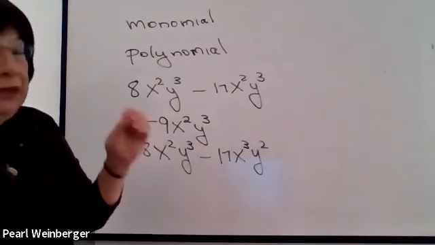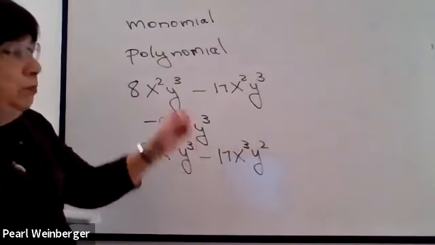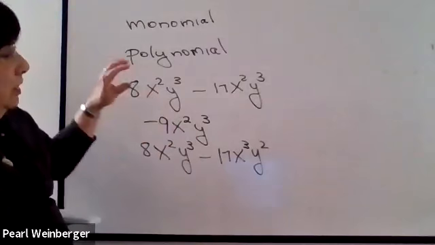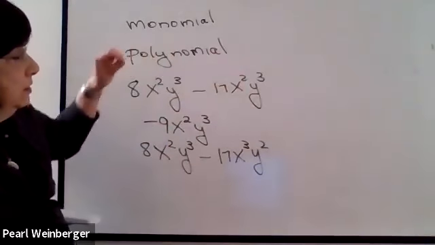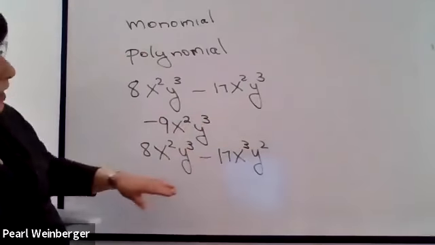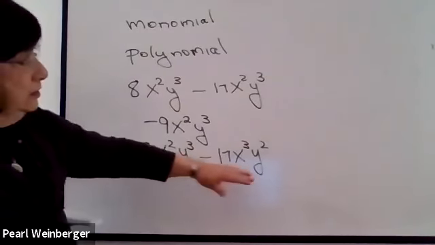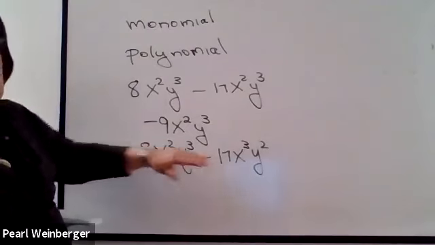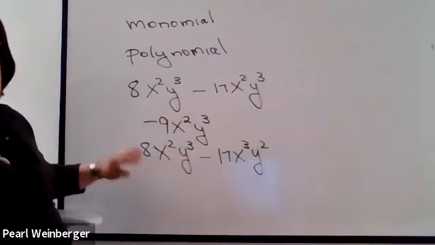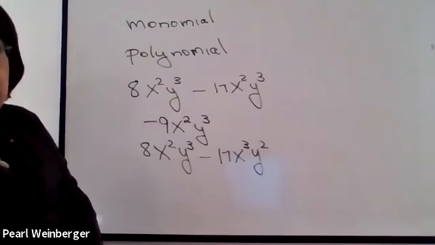They can only be like terms if the letter parts are identical. Same letters, same exponents. If they aren't, you cannot combine them. This is as simple as you could get. You cannot combine because these are not like terms.